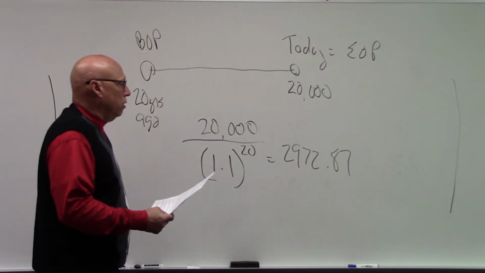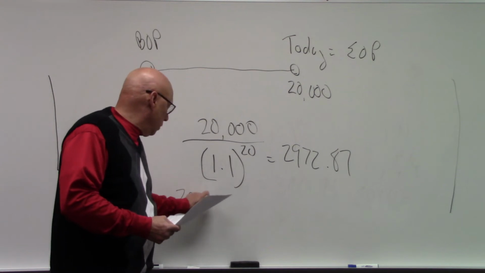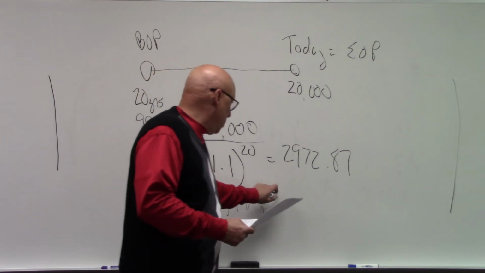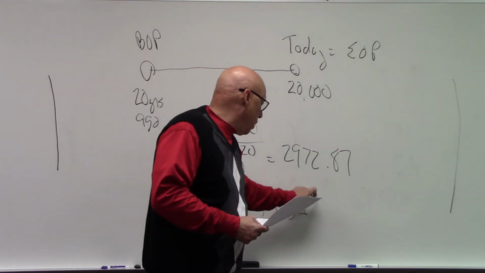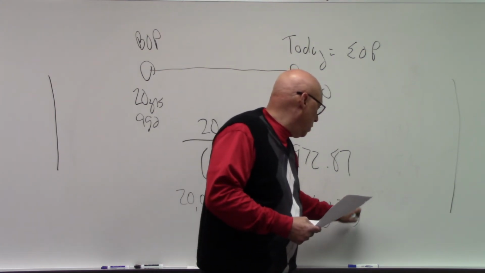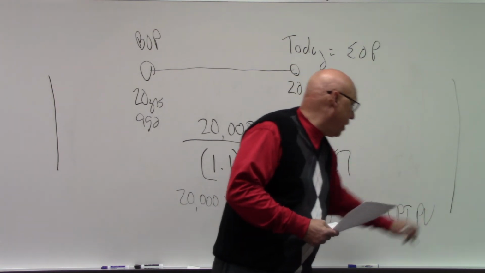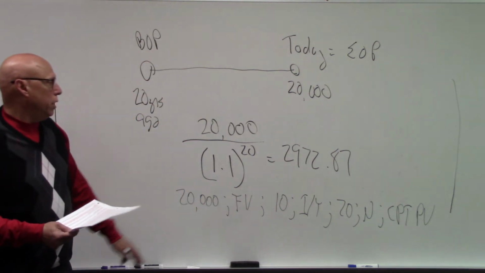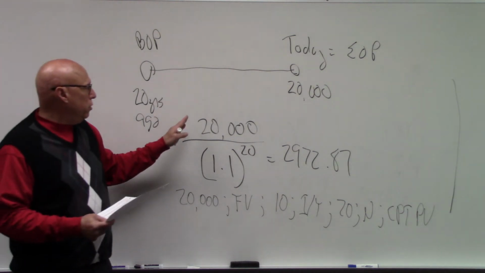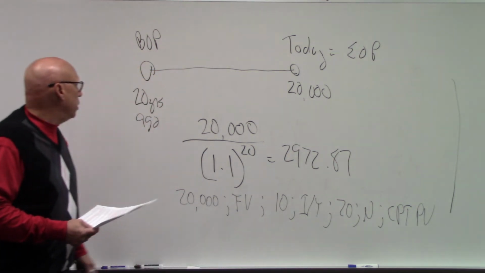Alternatively, using the financial keys, 20,000 is your future value. 10 is your IY. 20 is your N. Compute present value. And you'll get a minus 2972.87. And once again, it doesn't matter to me whether you use the formula or the financial keys, as long as you use one or the other and get the correct answer.